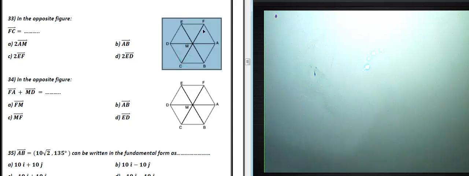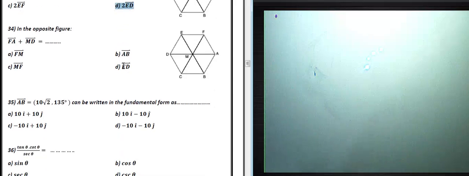Okay. Question 33. In the opposite figure, vector FC equals what? Look here, FC is twice what? Twice ED. Again, FC is twice ED. Choose letter D. Question 34. In the opposite figure, FA plus MD. Look here, vector FA plus vector MD equals what? We can move MD to AM, and the result will be FM.